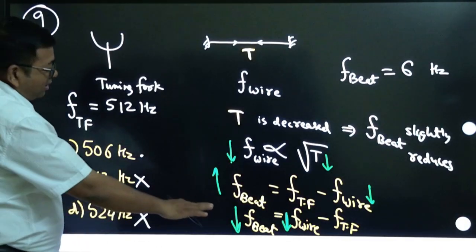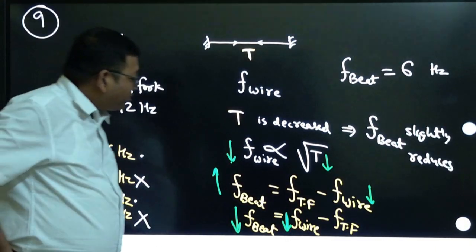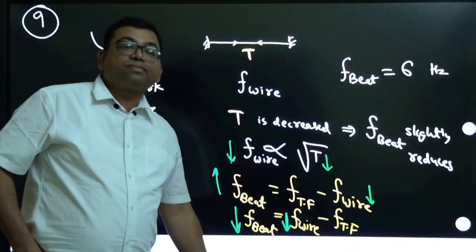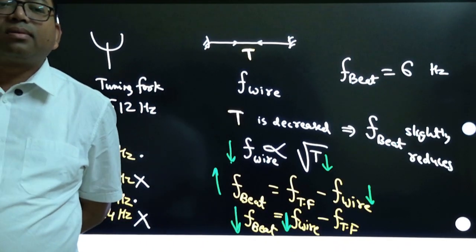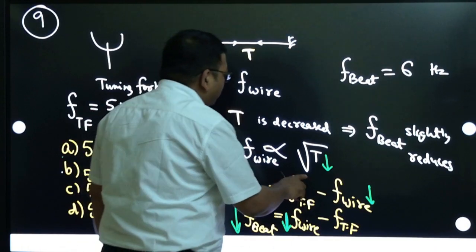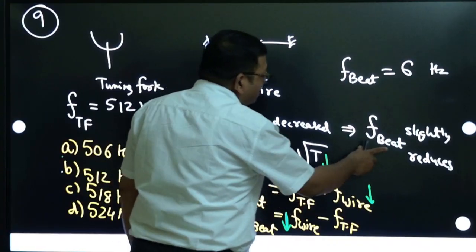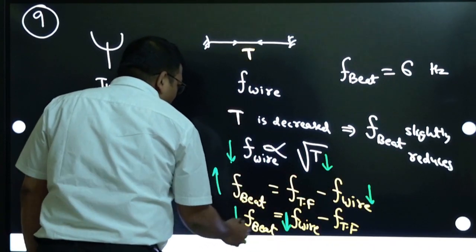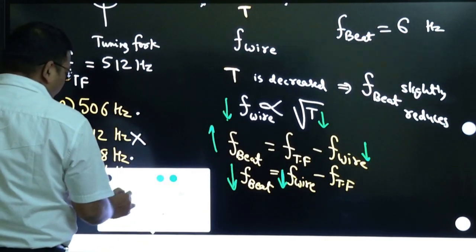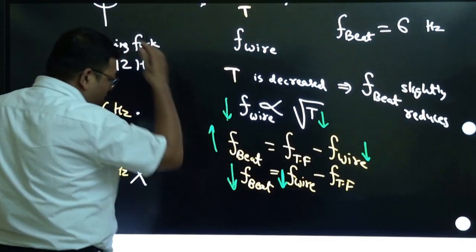So if you can understand this, then tell me which formula we should use. Should we use the first or second equation? Yes, because in the question they have given that if wire frequency decreases, the beat also decreases. So we must use this one. That game is over now. Then we choose this one.